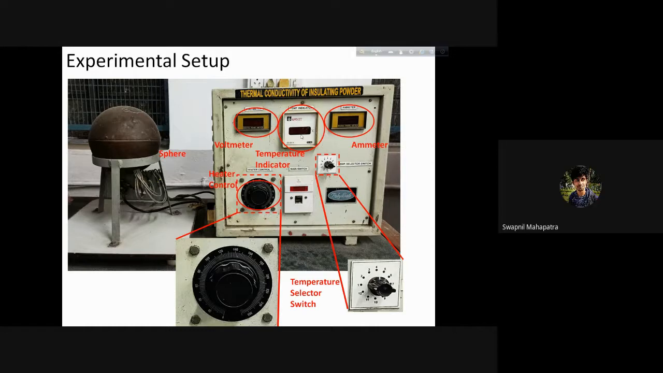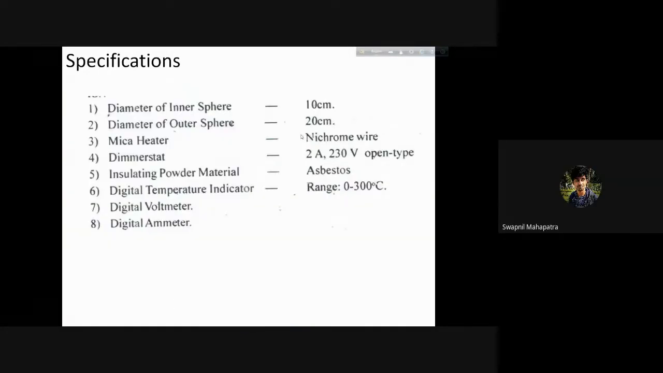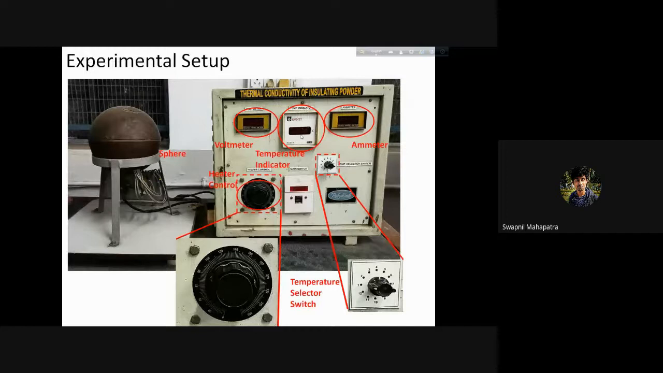Yes, sir. Sir, but one thing, the inner sphere will be there inside that sphere. Sir, how is it placed? Is there some stand or something, or do we just put the whole insulation and keep it in an approximation inside the outer shell? How is the inner shell placed inside it?